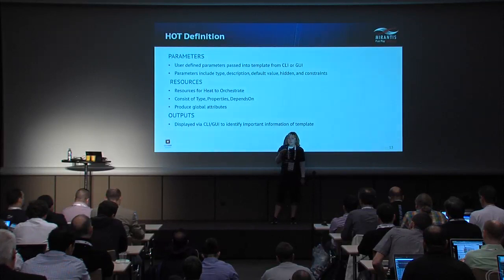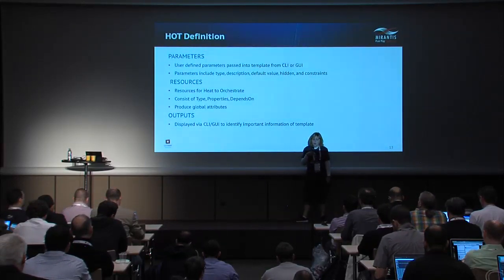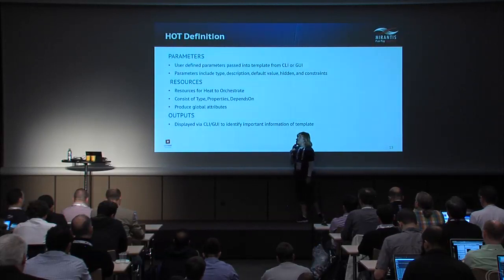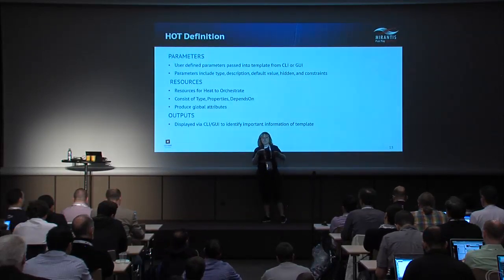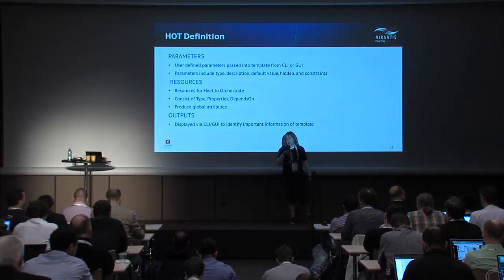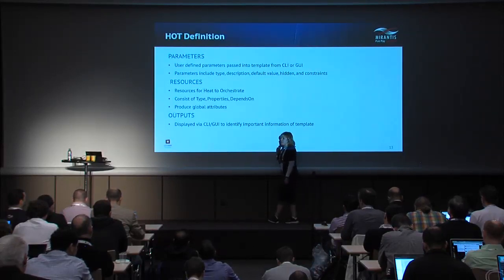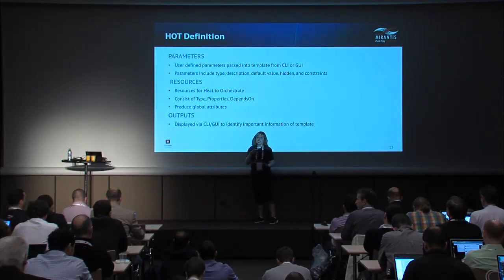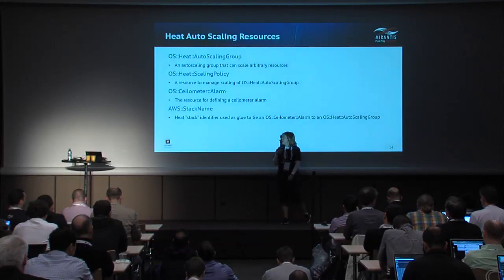The main part is resources. It's a description of OpenStack entities, OpenStack resources that Heat creates, joins together, and operates on. And then in the end, you can have outputs. Again, outputs are optional. It's some extra information that you want to give back to the user after the stack or the environment is deployed.